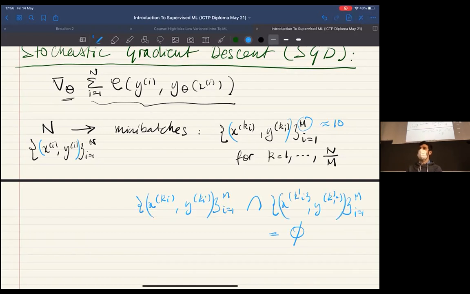One sample is a pair of input and output. Concretely, this just means you take all your samples, you permute them randomly, and then you take the first 10, then the next 10, then the next 10, then the next 10. And this is how you create your mini batches.